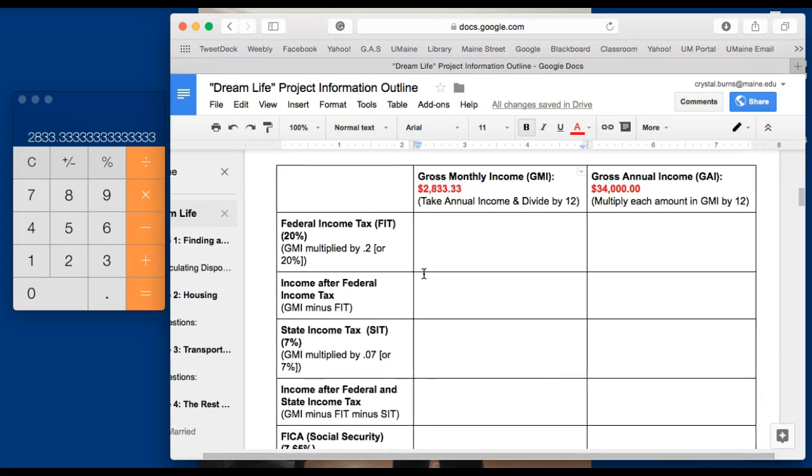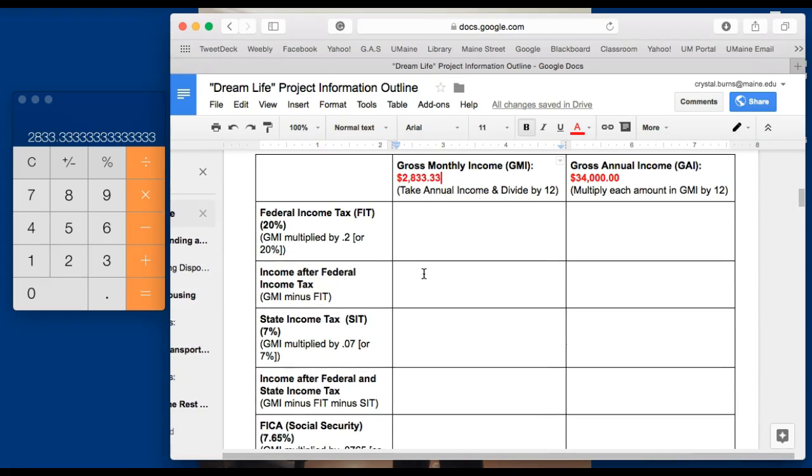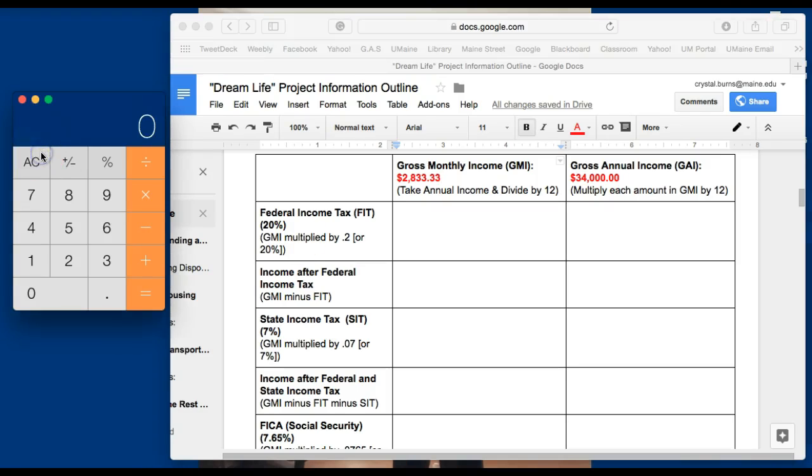Okay, first step is we're going to talk about figuring out your federal income tax. So you can use either your gross monthly income or your gross annual income to start. All this means is that you can take your gross monthly income or your gross annual income, either one, and multiply it by 0.2 or 20%, because our federal income tax is roughly 20%.